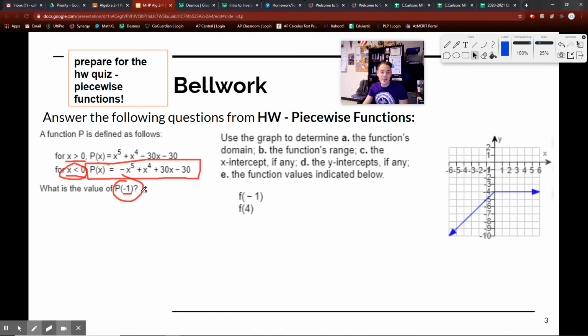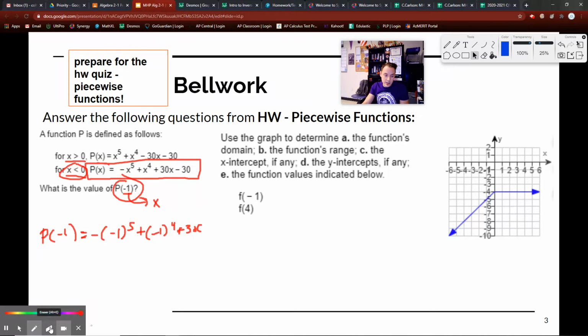You're not going to plug it in here because -1 is not greater than 0, but it says here that x is greater than 0. Your -1 is your x. So, again, -1 is either greater than or less than 0. You'll say, it's less than 0, Mr. Carlson. Great. Plug it into the one where it says less than 0. So what does it look like? It looks like this. You plug it in, and negative times -1 to the 5th power, and then plus -1 to the 4th power, and then plus 30 times negative. Oh my gosh. This just looks awful.